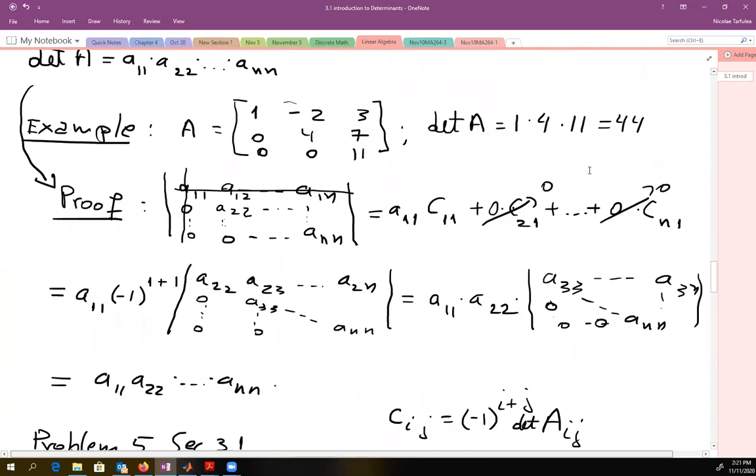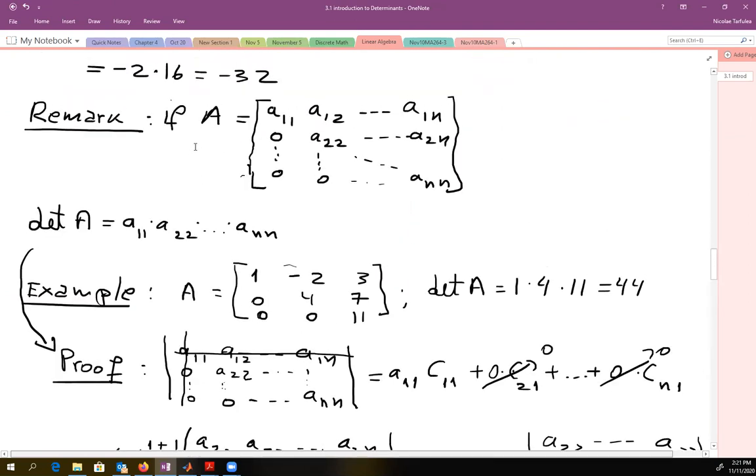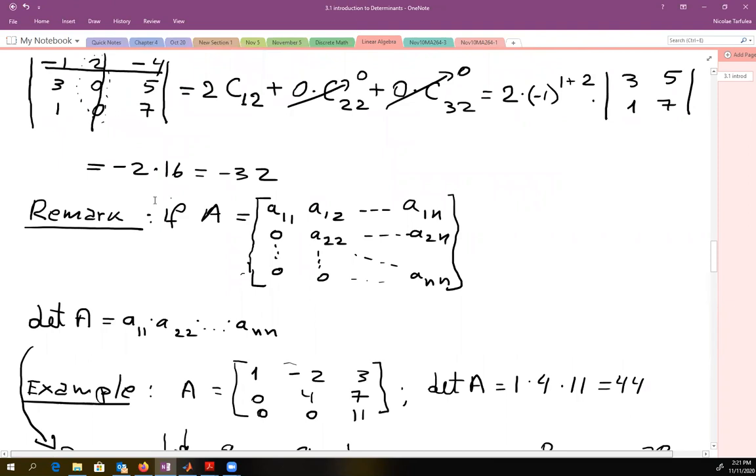Okay. I think, yeah. I mean, this is the proof. But this is what we said, right? This remark: if A is an upper triangular matrix, then the determinant of A is the product of all the elements on the main diagonal. Same thing for the lower triangular matrix. It's exactly the same. It's still the product of the elements on the main diagonal.